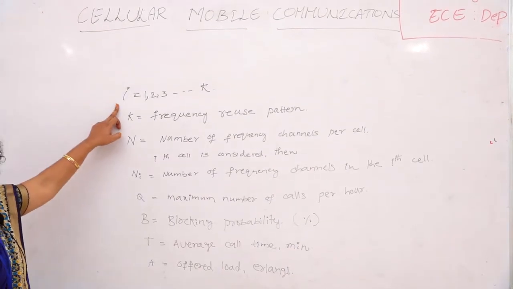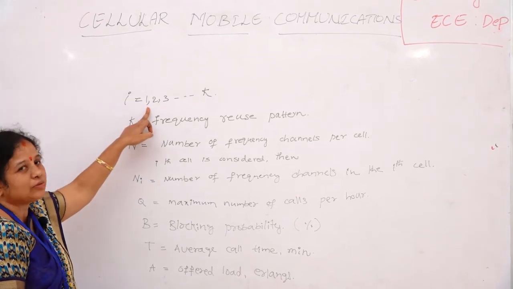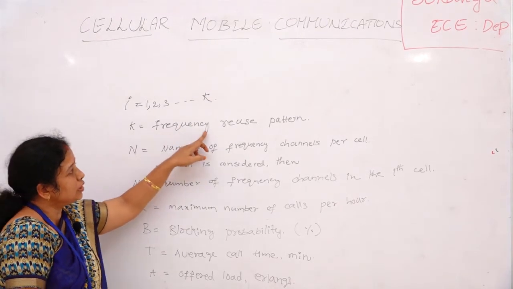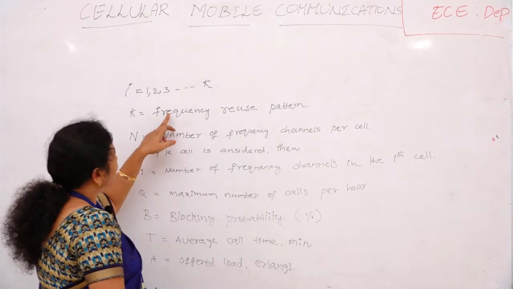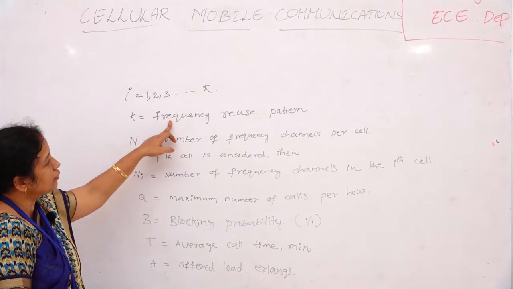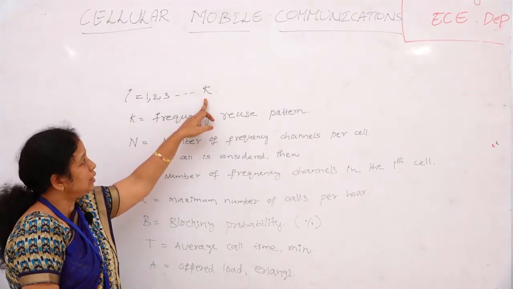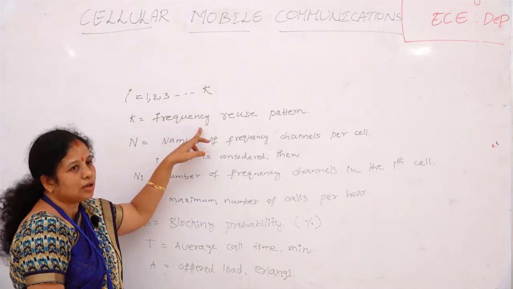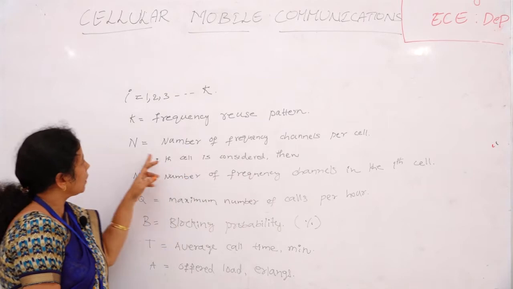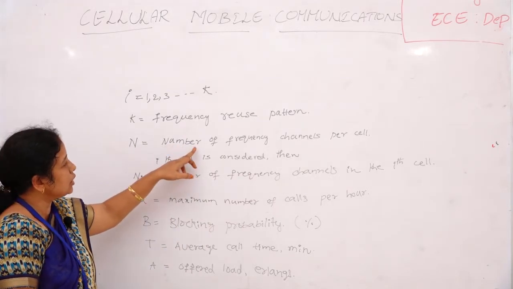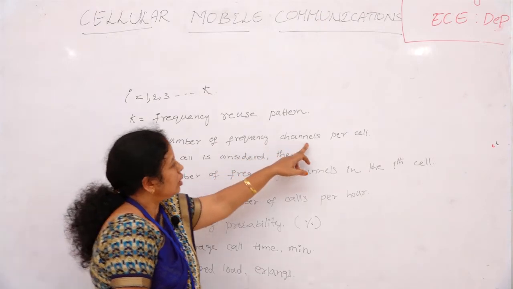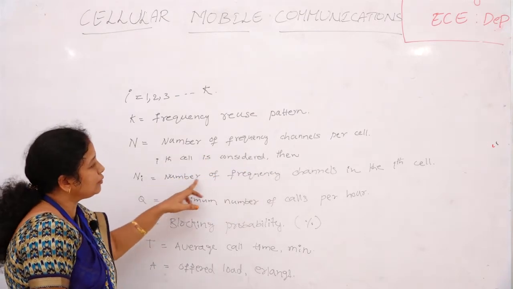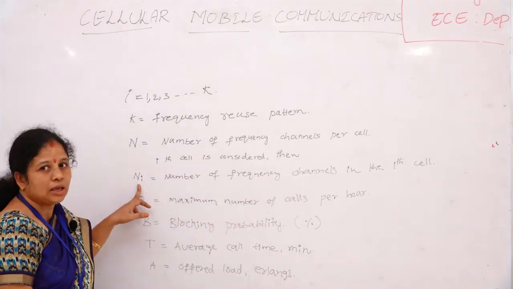So where i is the representation of the cell number, varying from 1, 2, 3 and so on up to k value, where k is the representation for the frequency reuse pattern. So if k equals 1, then it is called a single frequency reuse pattern. If k equals 2, then it is a 2 frequency reuse pattern. Like that, if k is 7, then it is termed as the frequency reuse pattern of 7. And the next parameter is n. n is the representation for the number of frequency channels allocated per cell. So if the ith cell is considered, then the number of frequency channels in the ith cell is represented as Ni.